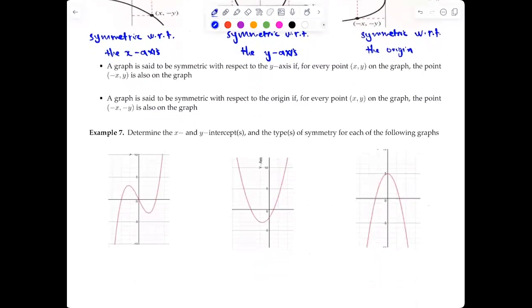All right, so let's take a look at this graph. From here, we can identify the x-intercept, the y-intercept, and the type of symmetry for each of the following graphs. So for the first graph, can you identify the x-intercept, the y-intercept, and also the type of symmetry?